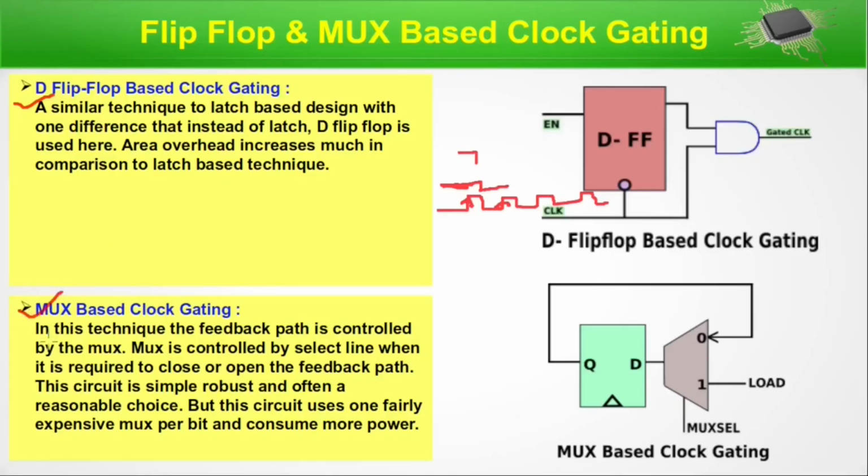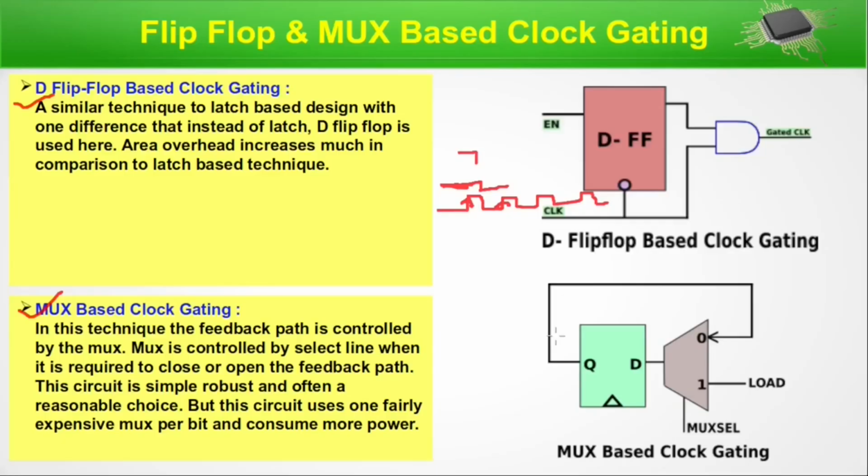Now, mux-based clock gating. In this technique, the feedback path is controlled by the mux. The mux is controlled by a select line when it is required to close or open the feedback path. This circuit is simply robust and often a reasonable choice, but it uses one fairly expensive mux per bit and consumes more power. The expense to implement this circuit is more. So it's expensive. With the mux select pin, the feedback path is controlled. So we are done with these four configurations.